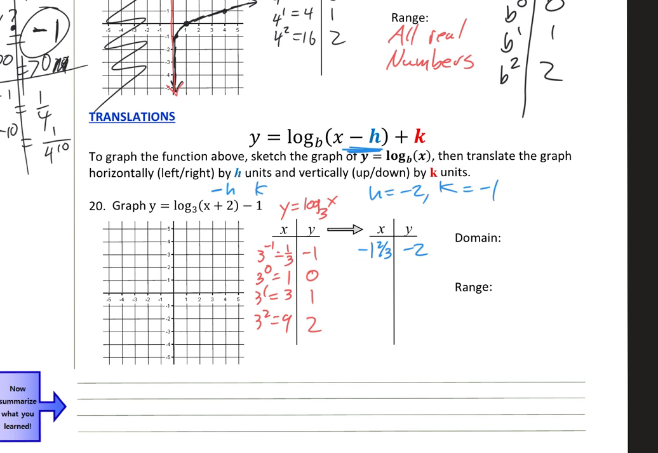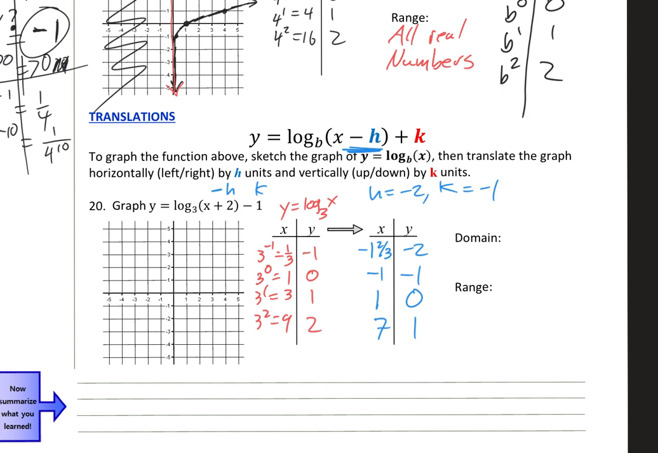1 minus 2 is -1. 0 minus 1 is -1. Hopefully you're seeing a theme here. 3 minus 2 is 1. 1 minus -1 is 0. 9 minus 2 is 7. 2 minus 1 is 1. And these are the points we want after we did this shifting.